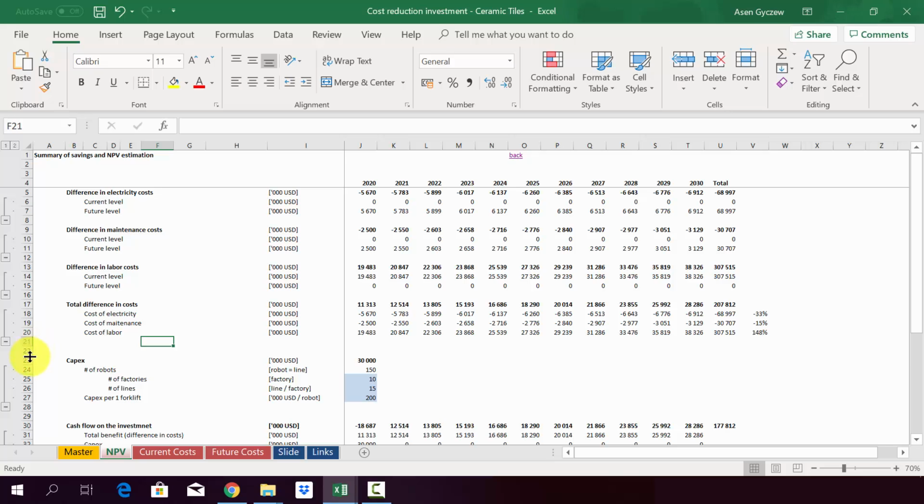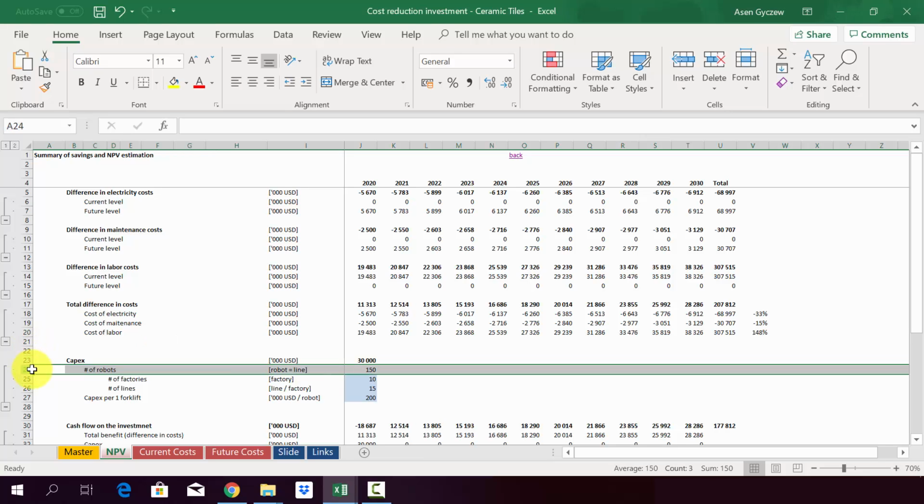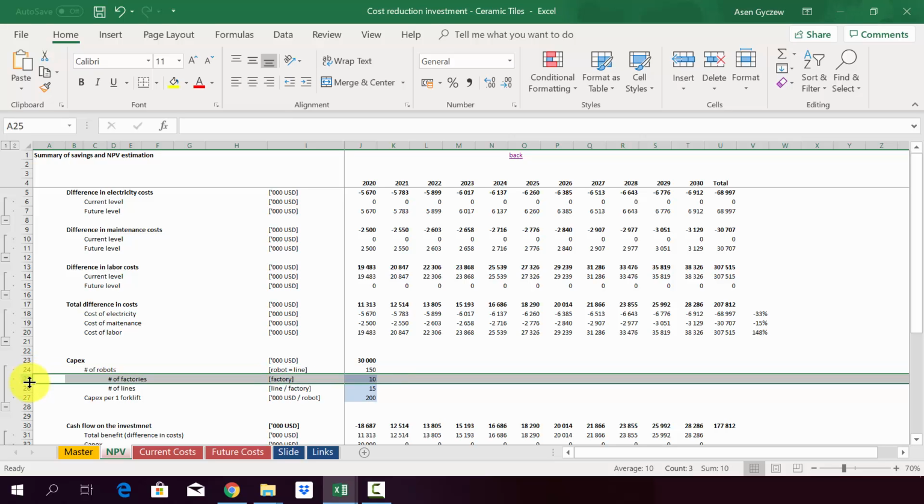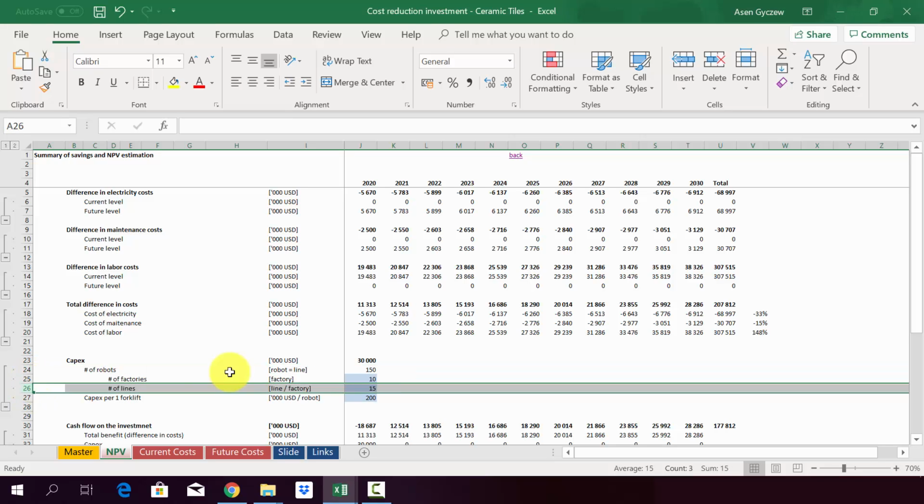Now, in terms of CapEx, we calculated it by first looking at the number of robots we have to buy. So for every factory, and we've got 10 of them, we purchase for every line 15 robots.